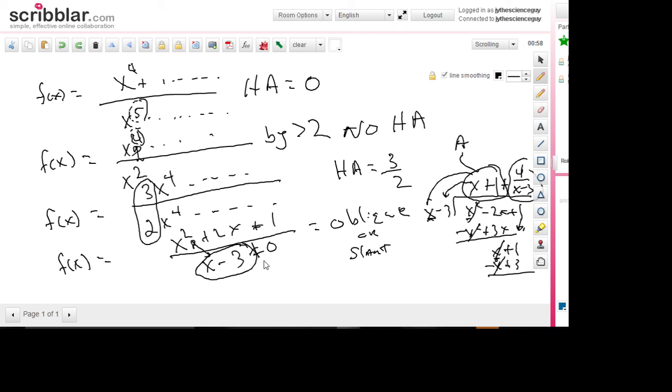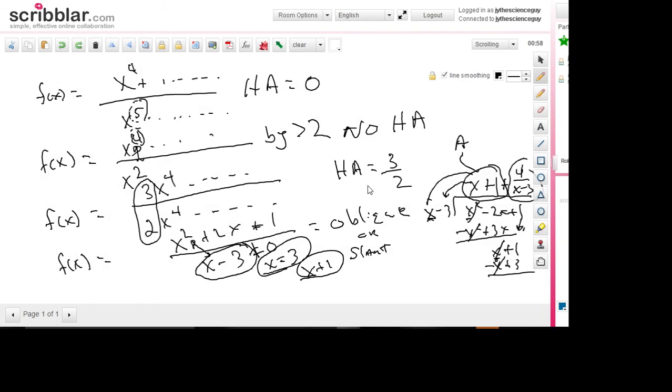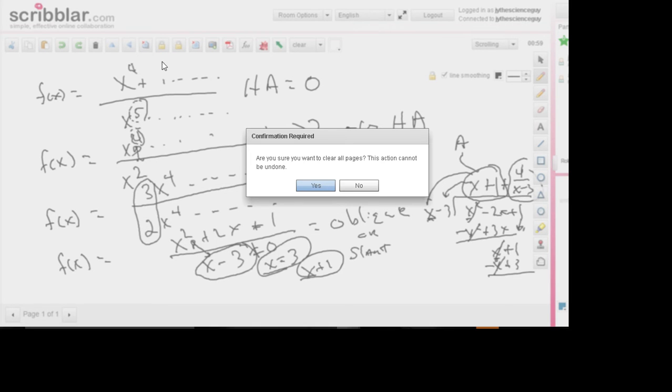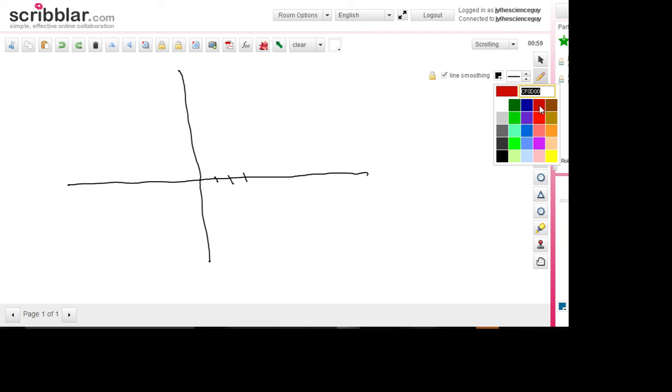If I were going to graph that, I'm going to have to erase some of this. An asymptote is telling you where you can't cross. Okay, so if I'm going to plot this, I'm just going to clear all of this off. You can go back and look at the video because I'm taping this now. So I have a line at x equals 3. I'm going to draw a dashed line there. That is my vertical asymptote.